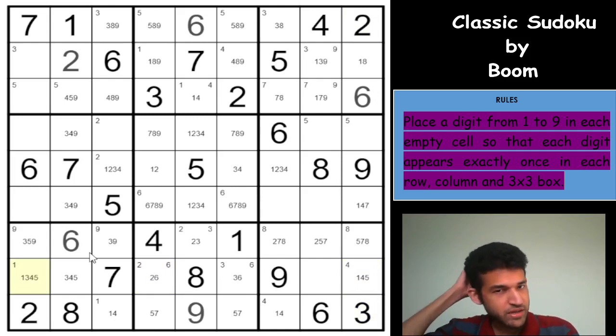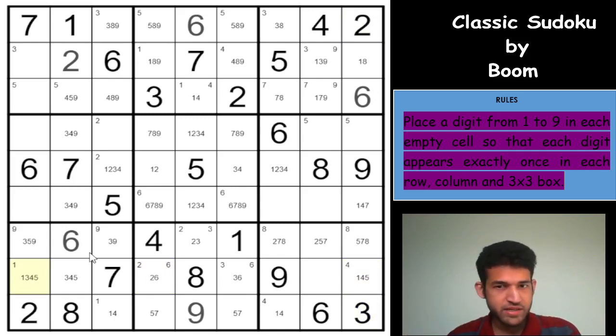So I've started making now more than 3 candidates because the Sudoku is too hard. So 2 is going in one of these two cells in row 8. Is that giving me something here?